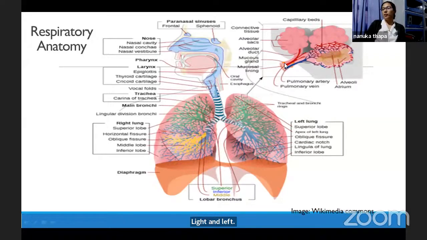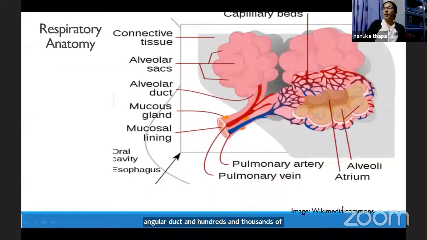The small areas where actual gas exchange takes place is known as the bronchopulmonary unit, which consists of the alveolar duct and hundreds and thousands of small sacs called alveolar sacs. If we see a magnified image of the above segment, we will see that every alveolar duct has its own bronchial artery, and then it has its pulmonary vein.